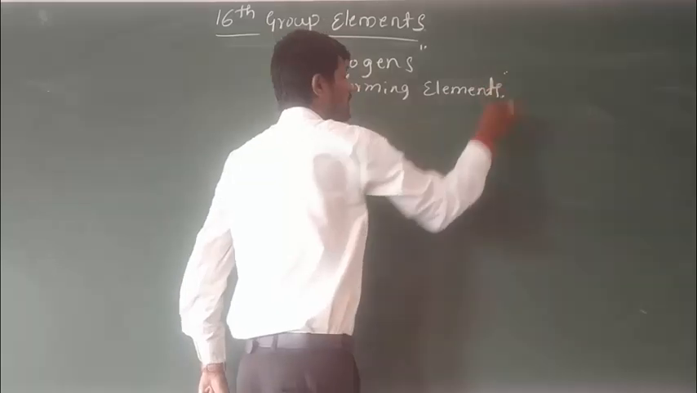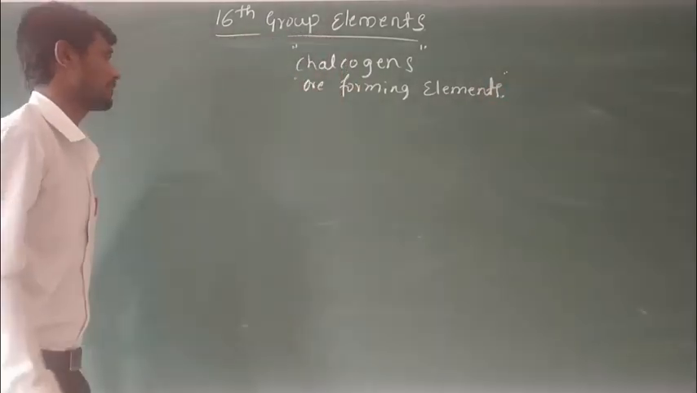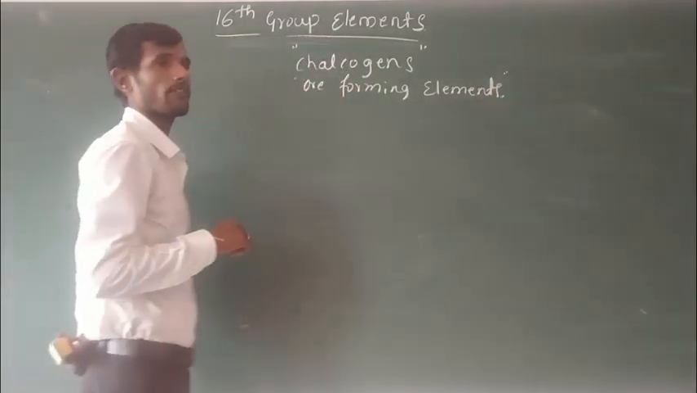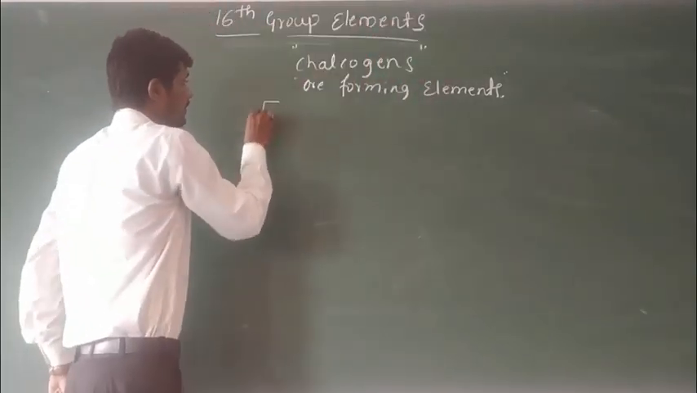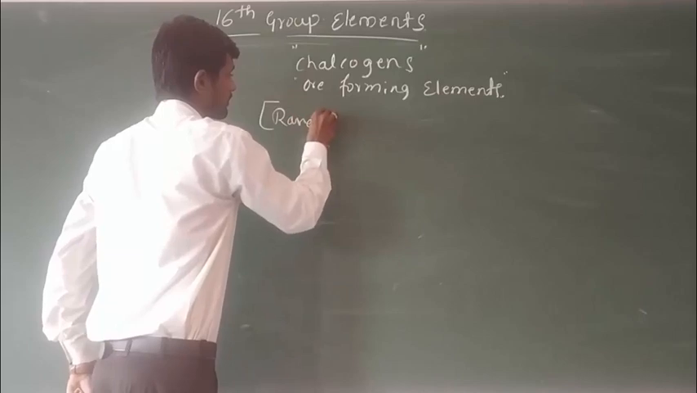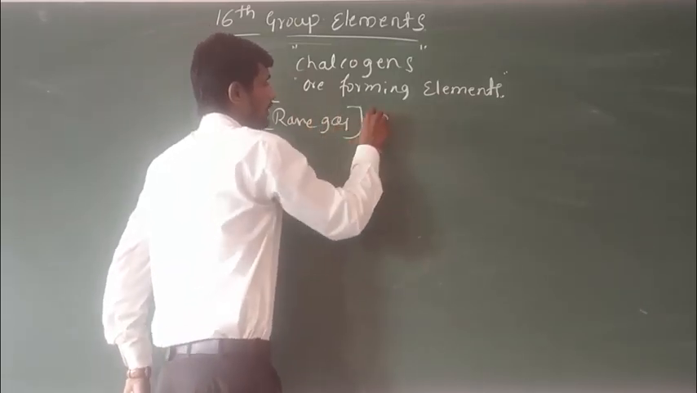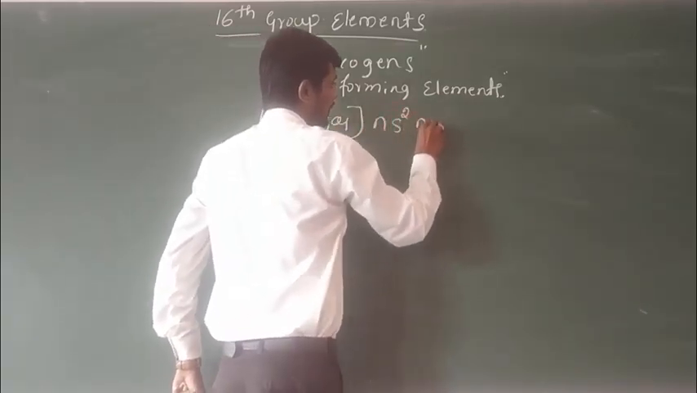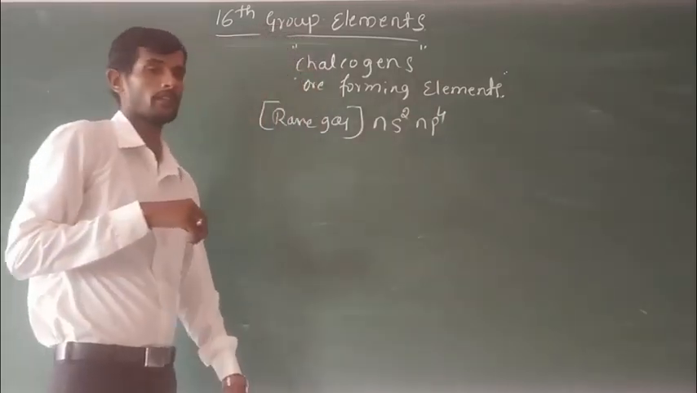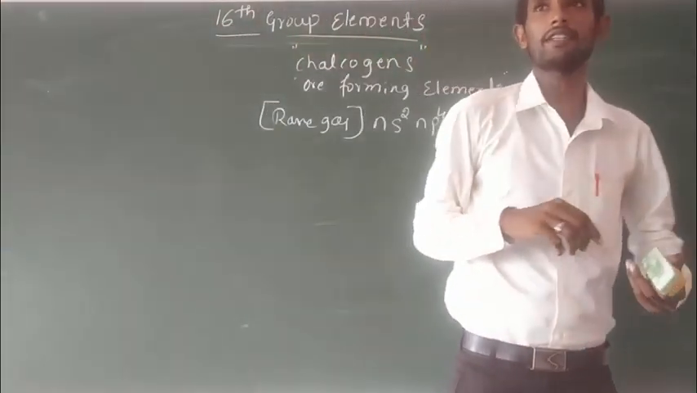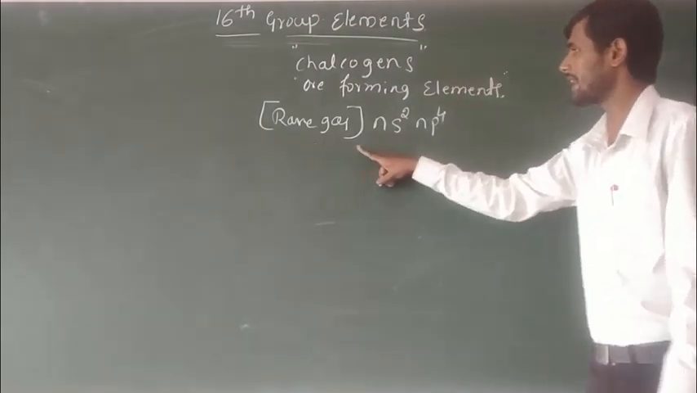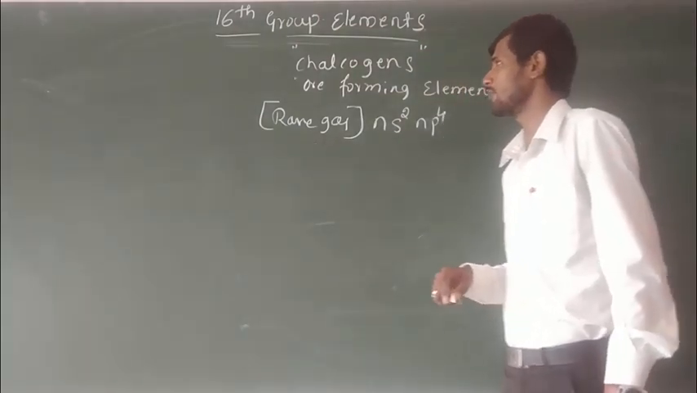Remember, the general electronic configuration of 16 group elements is a rare gas ns2 np4. The general electronic configuration of 16th group elements is rare gas ns2 np4.